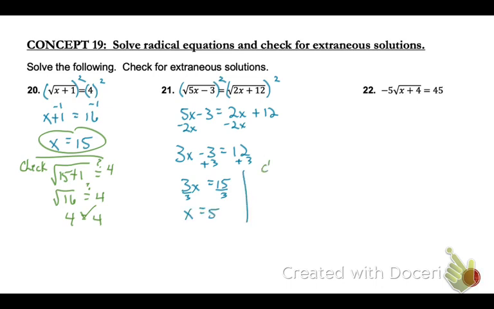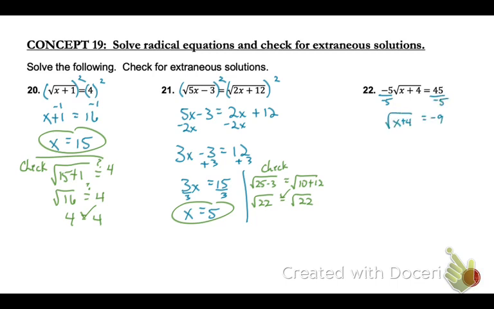Now let's check that. So we're going to plug in 5 into both places for x. So on the left side, we get square root of 25 minus 3 equals square root of 10 plus 12, which gives us the square root of 22 equals square root of 22, which is a true statement. So that solution works. Now look at number 25. Notice we have a negative 5 multiplying outside of that square root. So the first thing we want to do is divide both sides by negative 5.